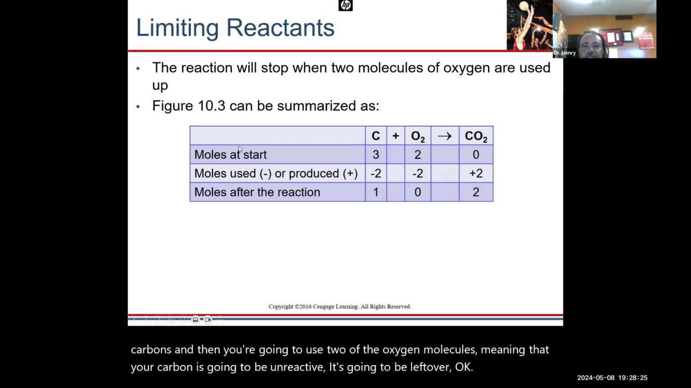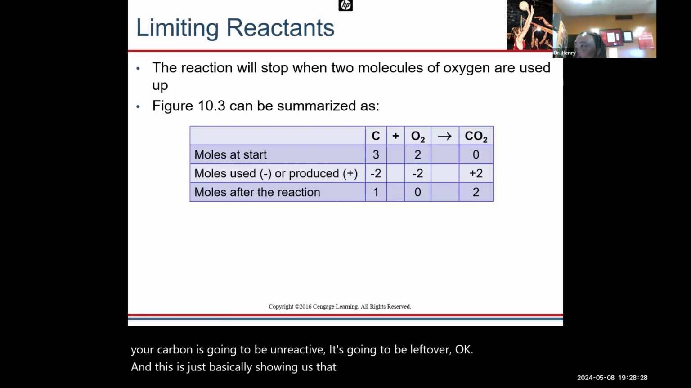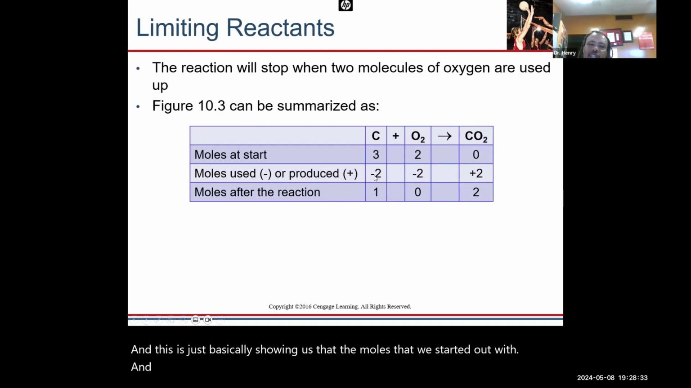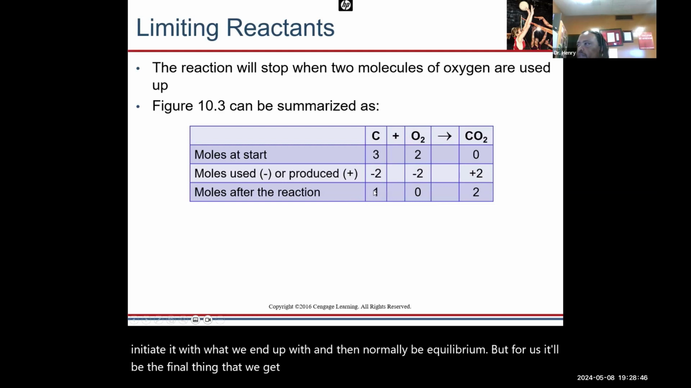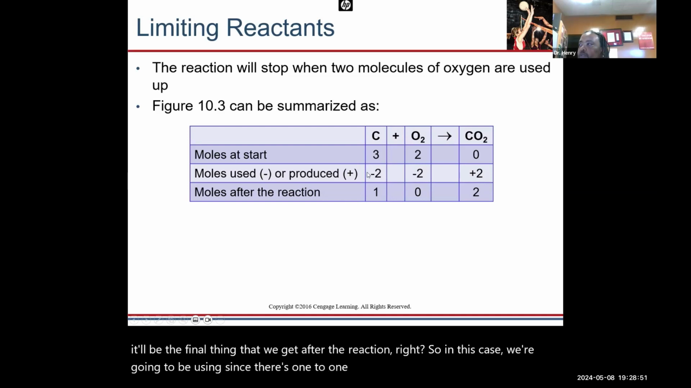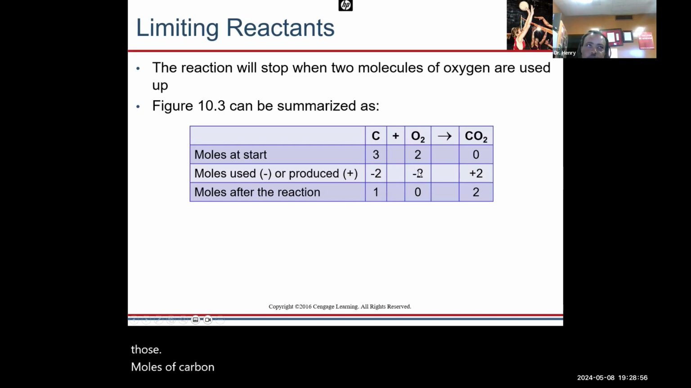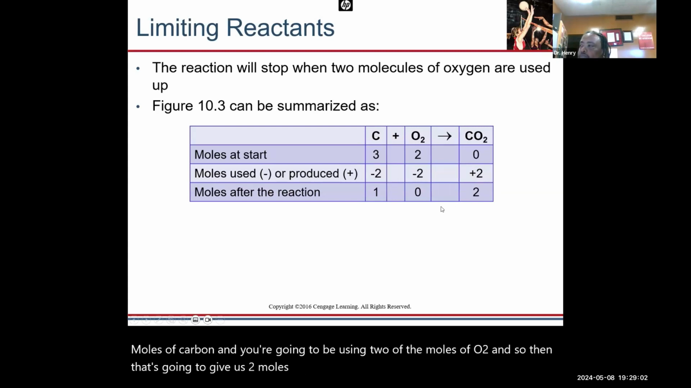And this is basically showing us the moles that we started out with. We often call this an ICE table, where it's the initial, what we initiate with, what we end up with, and then normally the equilibrium. But for us, it'll be the final thing that we get after the reaction, right? So in this case, since there's a 1-to-1 ratio, we're going to be using up 2 of those moles of carbon, and you're going to be using 2 of the moles of O2. And so that's going to give us 2 moles of CO2. Okay.